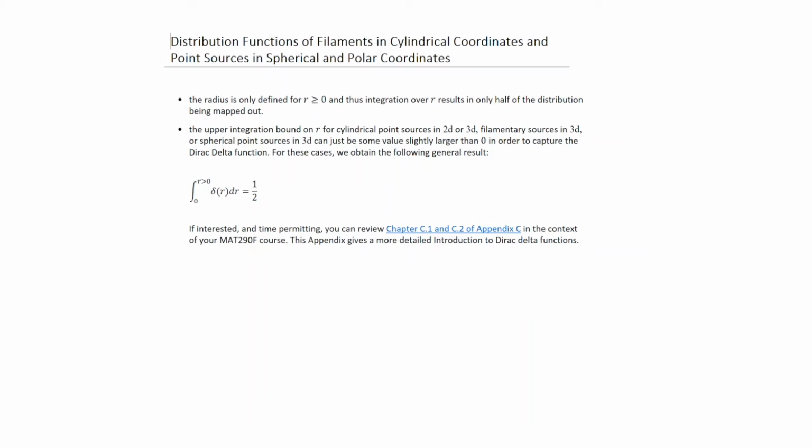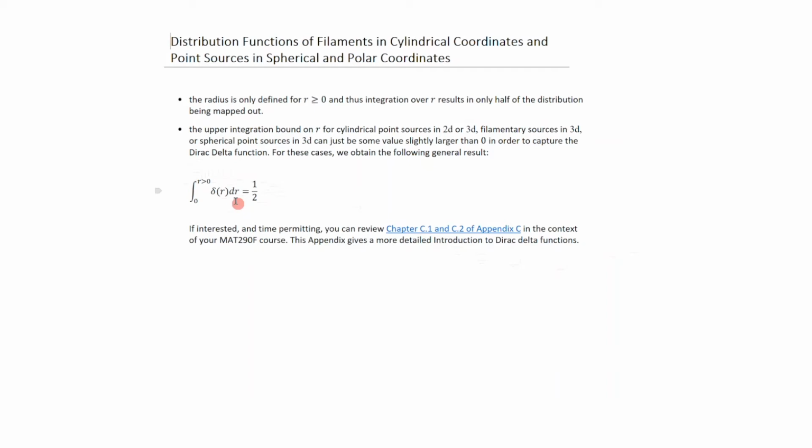The upper integration bound on r for cylindrical point sources in 2D or 3D, filamentary sources in 3D, or a spherical point source in 3D can just be some value slightly larger than 0 in order to capture the Dirac delta function at the origin. For these cases, we obtain the following general result: if you take the integral from 0 to some value just ever so slightly greater than 0 of delta of r dr, this value is equal to 1/2. This is how we would describe things in polar, cylindrical, or spherical coordinates, because we're invoking the notion of an r here.